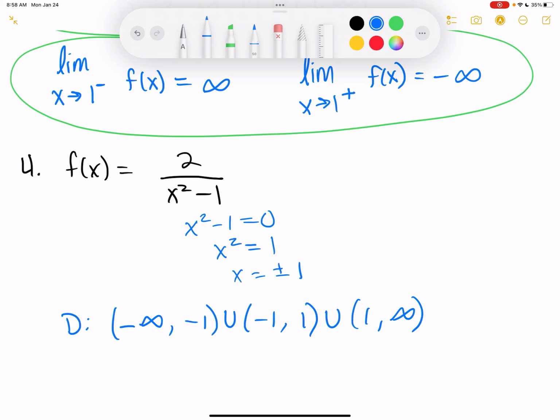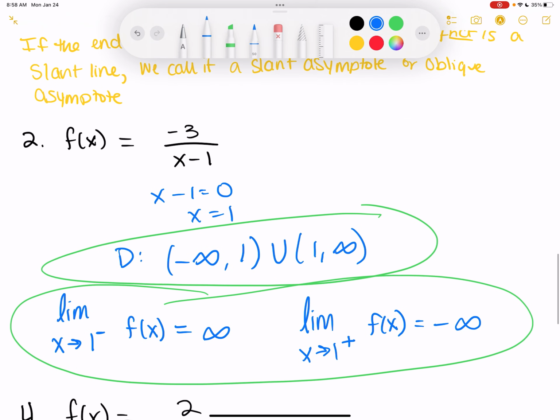Can you scroll back up to the domain really fast? I think I wrote it wrong. Yeah, I definitely did. Okay, thank you.